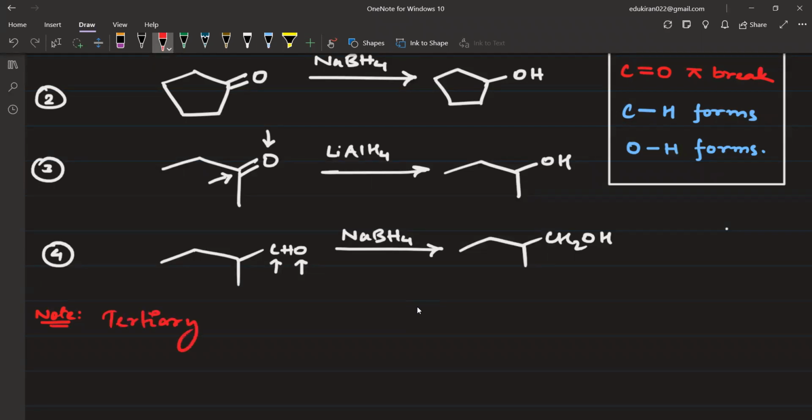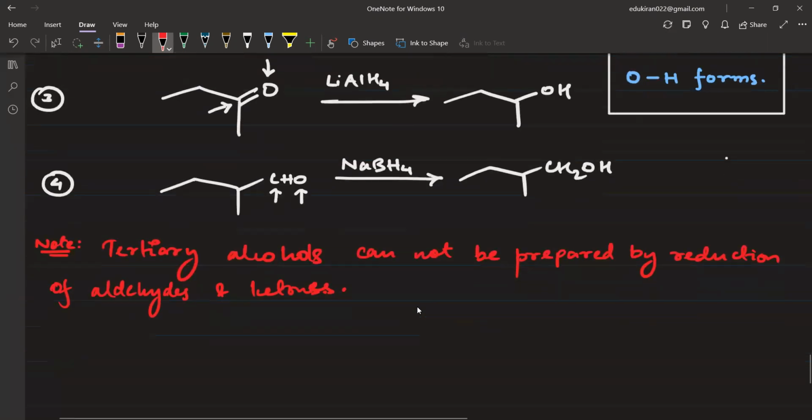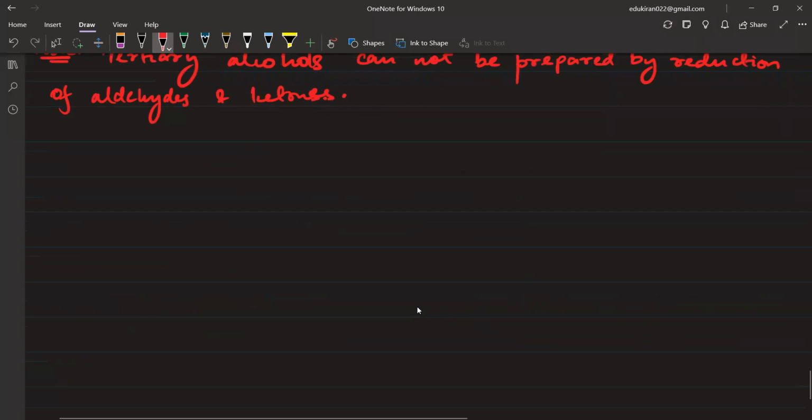Tertiary alcohols cannot be prepared by reduction of aldehyde and ketones. Right, next. By reduction of carboxylic acid and esters.